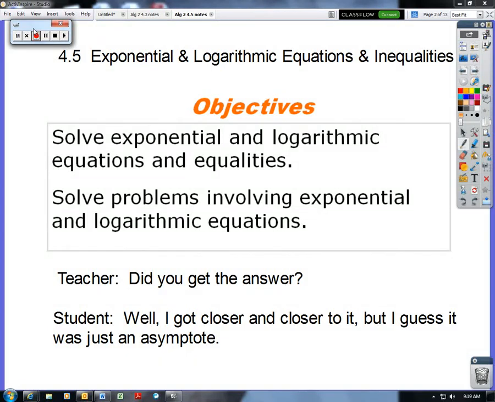And we have another lame math joke. The teacher asks, "Did you get the answer?" And the student says, "Well, I got closer and closer to it, but I guess it was just an asymptote."